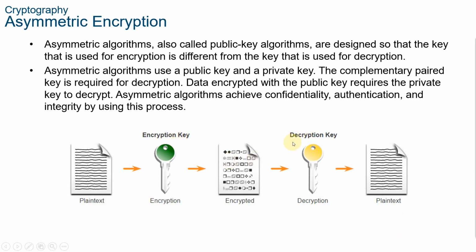So both keys are capable of the encryption process, but the complementary paired key is required for decryption. So the process is also reversible. So data encryption with a public key requires the private key to decrypt. So asymmetric algorithms achieve confidentiality, authentication, and integrity by using this process.